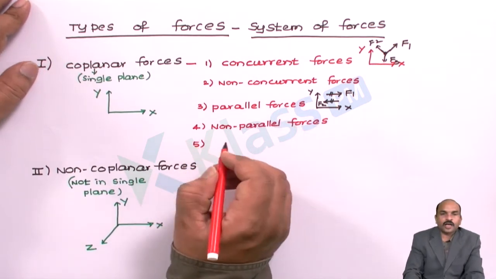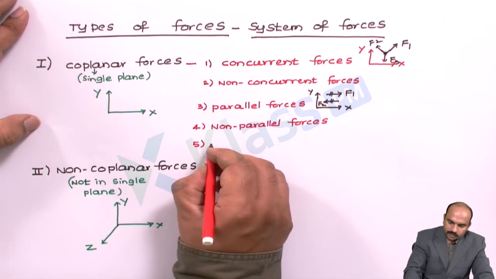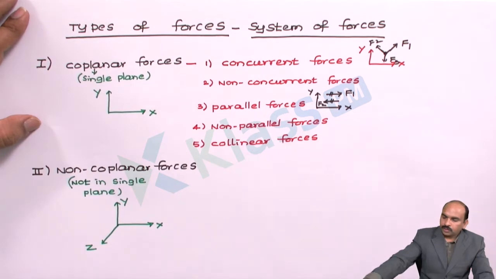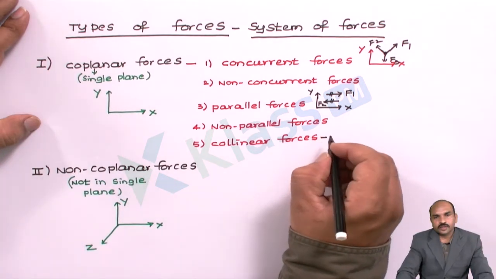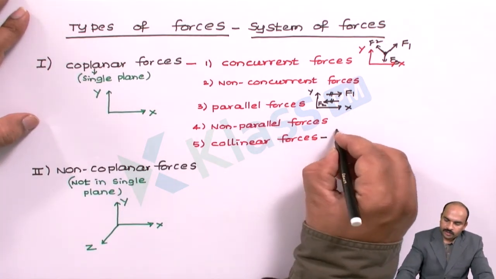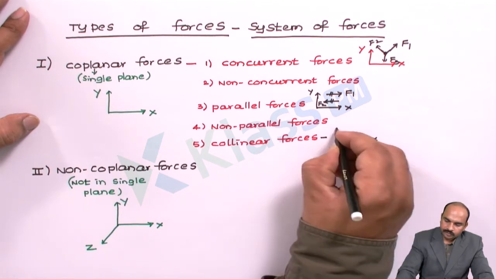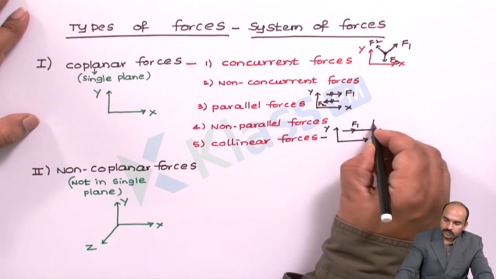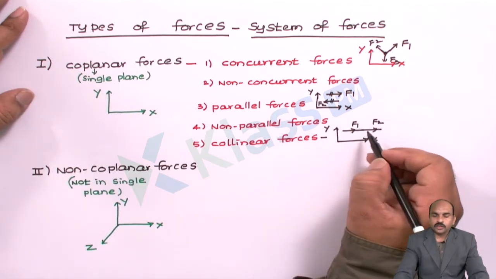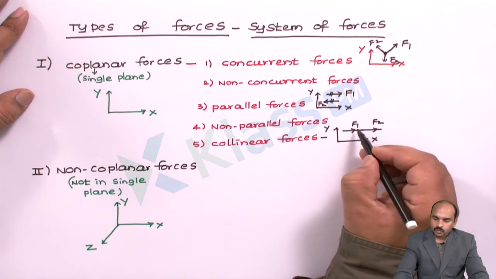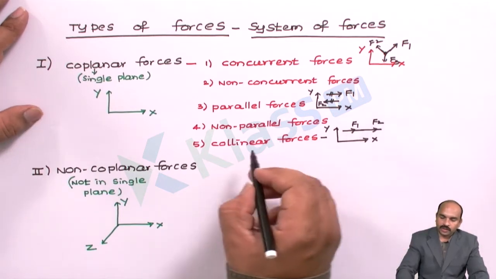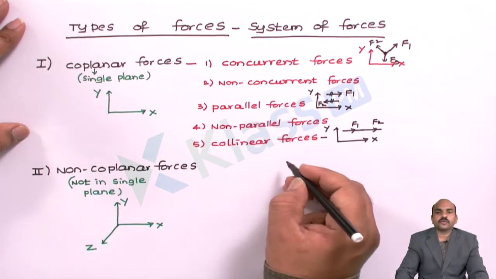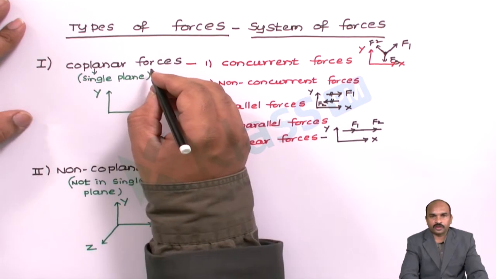Then the last one is collinear forces. Collinear forces means forces are in the same line. So let's take the force F1, force F2. Two forces are in the same line. So this F1, F2 are known as collinear forces. So these are the different types of forces under the coplanar forces.